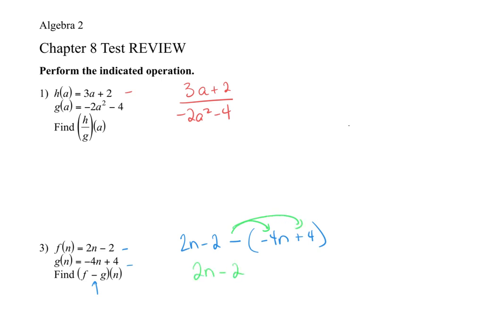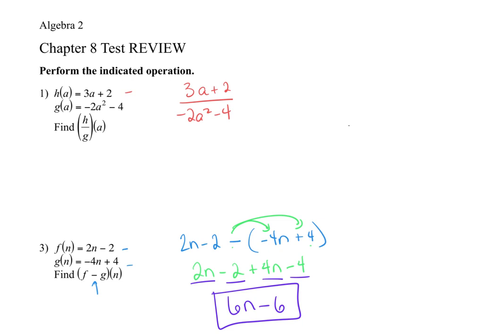So I have 2n minus 2. A negative times the negative makes that a plus 4n. A negative times a positive makes that a minus 4. And so when I simplify this one, I actually end up with 2n plus 4n, which gives me 6n. Negative 2 minus 4 gives me a minus 6. And that one is done. So on that first page, you are literally just doing what it says.